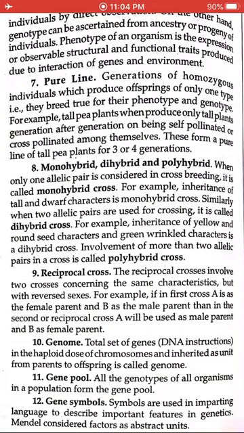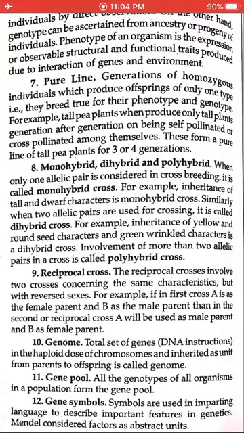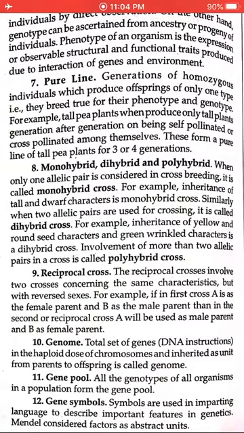Then comes the reciprocal cross. Reciprocal cross involves two crosses concerning the same characteristics, but with reversed sex, male and female. For example, if in cross A the female parent carries one character, then in cross B it will be the male. Then the next term is genome. The total set of genes, meaning the DNA instructions in a haploid set of chromosomes, passed on as a unit from parent to offspring, is called the genome.